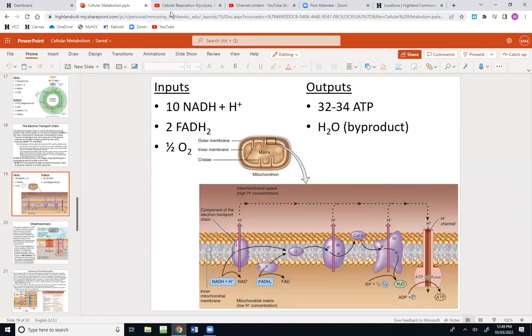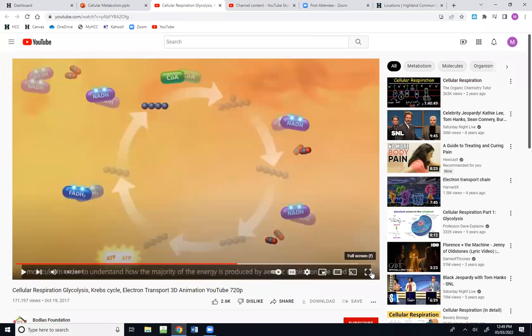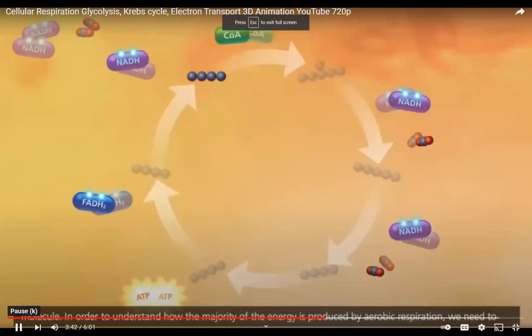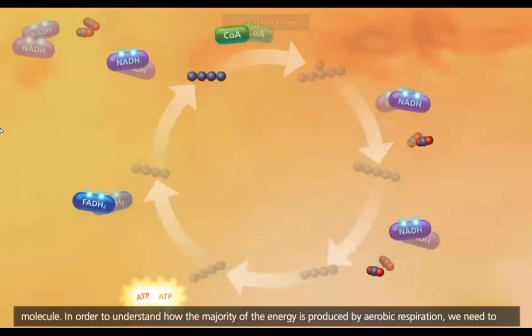Okay, so let's finish the video. Now, the majority of the energy is produced by aerobic respiration. We need to follow the NADH and FADH2 molecules to the next stage, the electron transport chain.